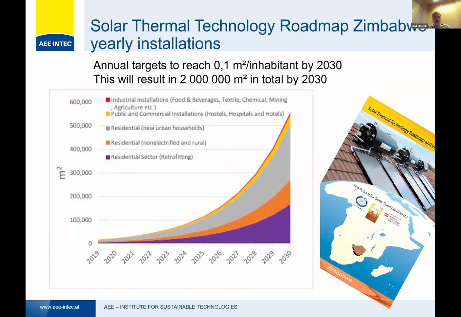As an example, this is somehow the vision of Zimbabwe. On the one side, they have a target of 0.1 square meter per inhabitant by 2030. If they reach this number, this will result in an installation area of 2 million square meter. How is the status at the moment? According to this roadmap, and basically Zimbabwe is good on track, they should have installed in 2022 about 41,000 square meters according to the roadmap.